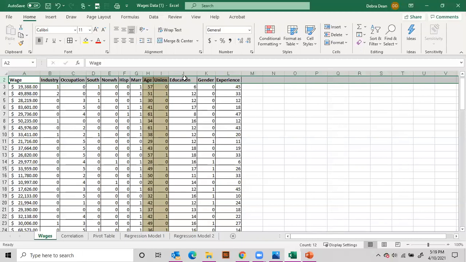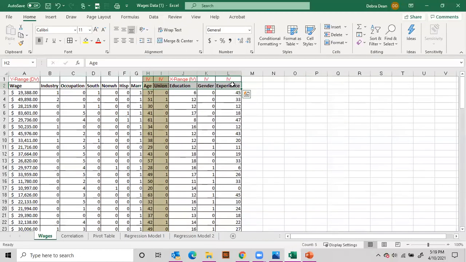And then specifically the question in the book asks for age, union, education, gender, and experience. So I included all of those as independent variables, which we'll put in the X range for our regression analysis. And then our dependent variable is wage. That's that desired outcome that we want. So that will go into the Y range.